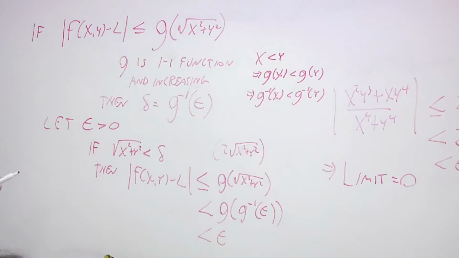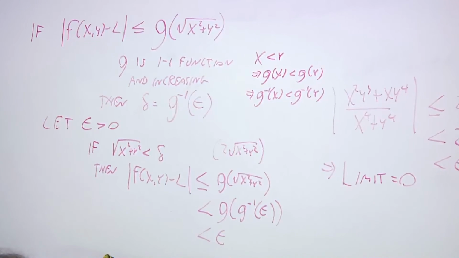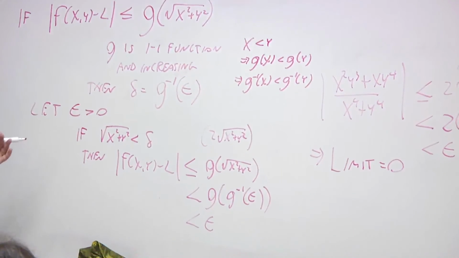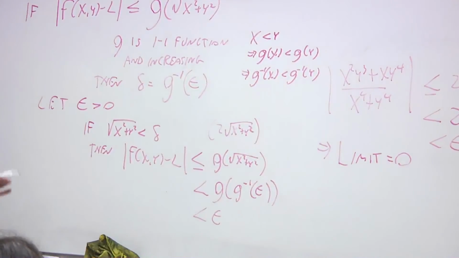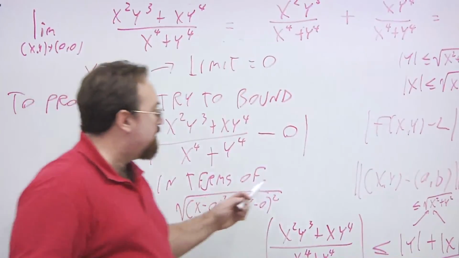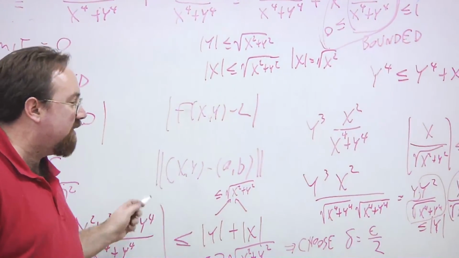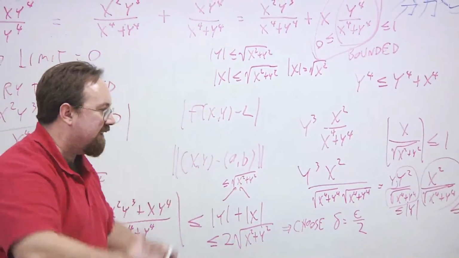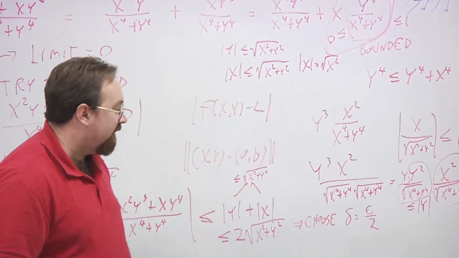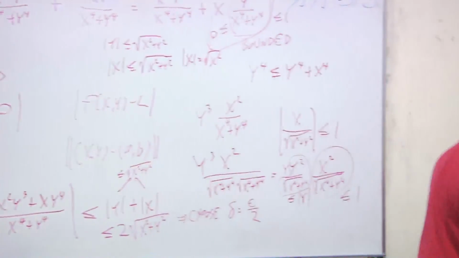But the functions you're going to get for g tend to be very simple, like multiplying by a constant, or squaring, or raising to some other power, something that's easy to invert. You're trying to relate the distance between y values to the distance between x values. If you show that they both go to 0 together, and that's what this does, then the limit is happening.